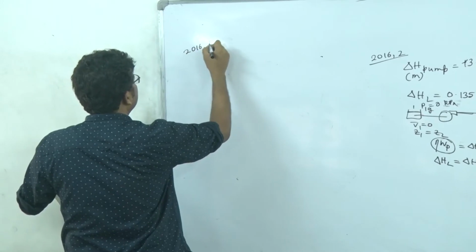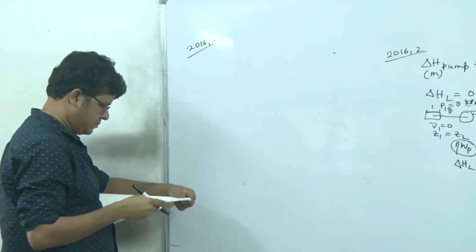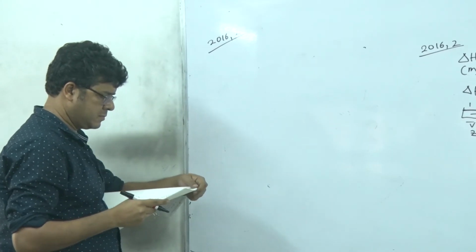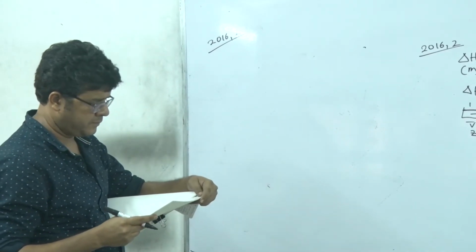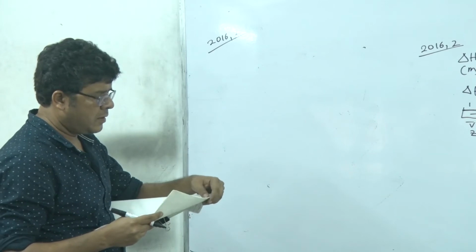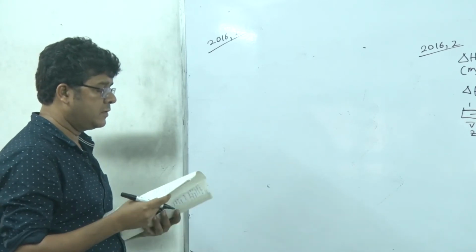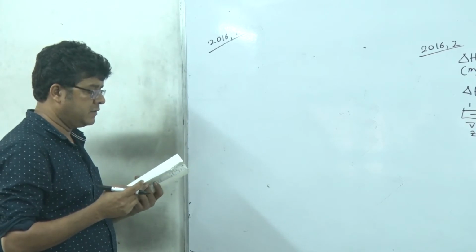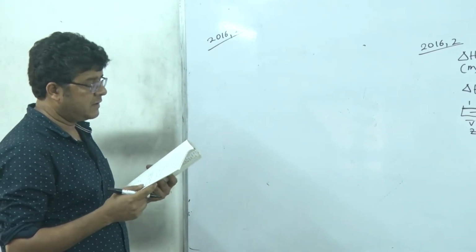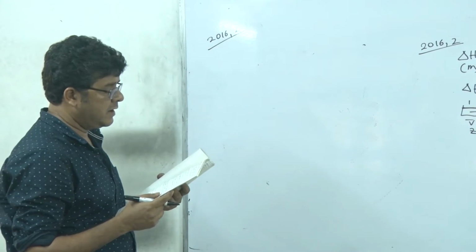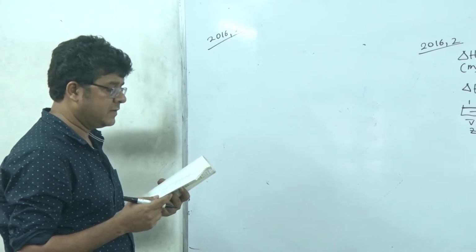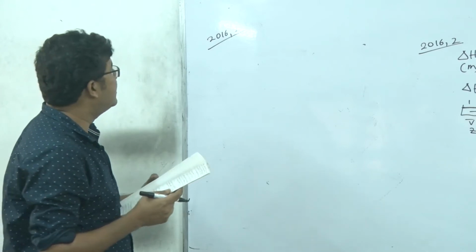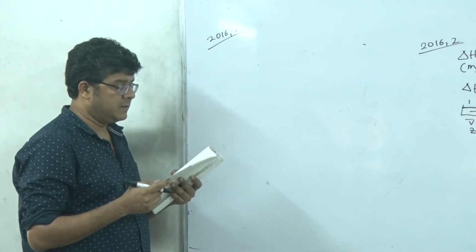This is a 2016, 2 marks problem. The water flows through a smooth circular tube under turbulent condition. In the viscous sublayer, the velocity linearly varies with distance from the wall.